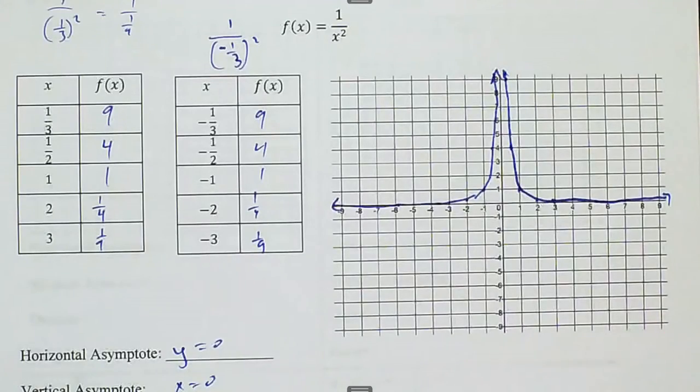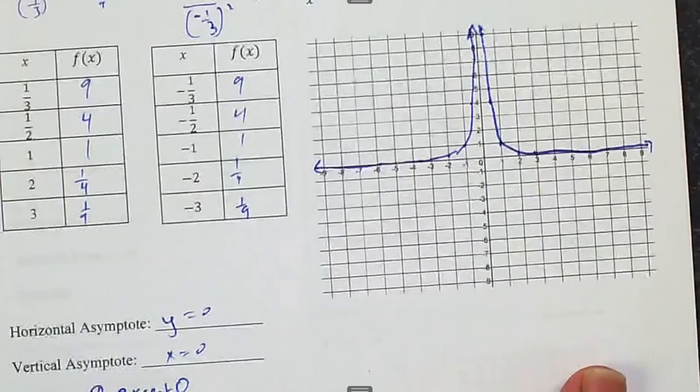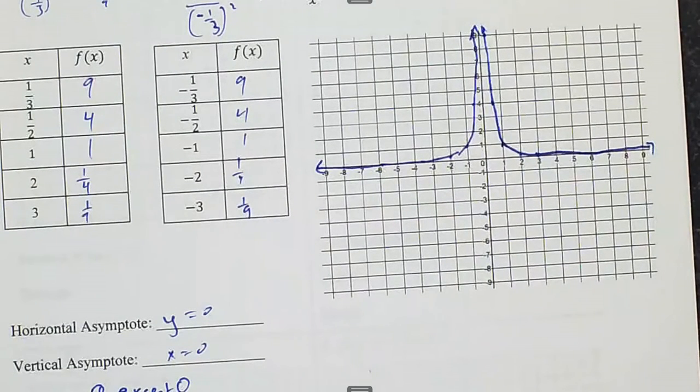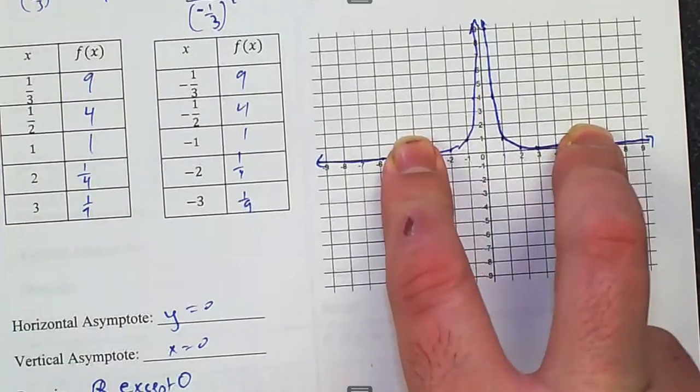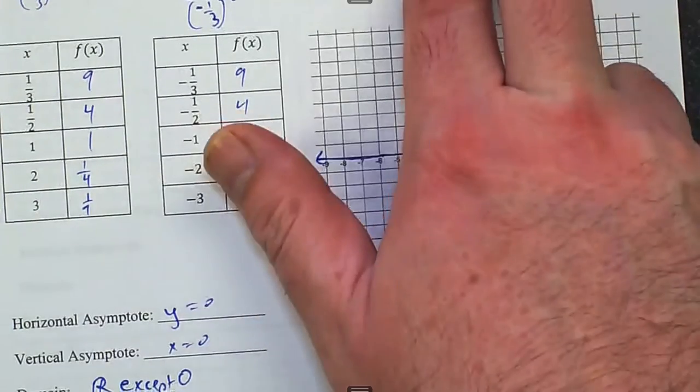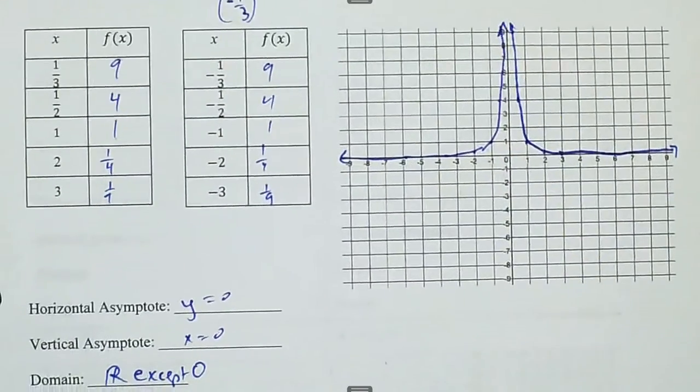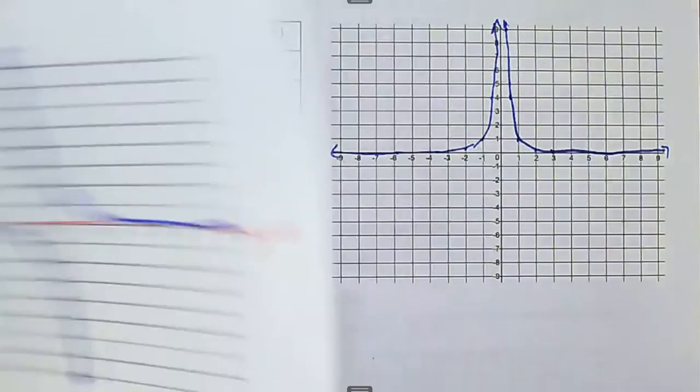So the most obvious difference between the two graphs, I mean, there's a slight difference in the shape and the rate that they go up, but the most obvious difference is that the 1 over x squared function, both sides are positive, both sides shoot upwards as you approach x equals 0. Whereas in the previous graph, if you recall, one branch went down.